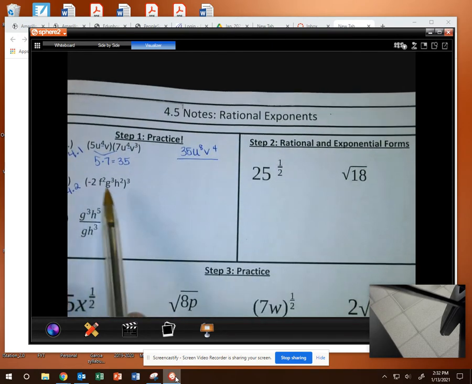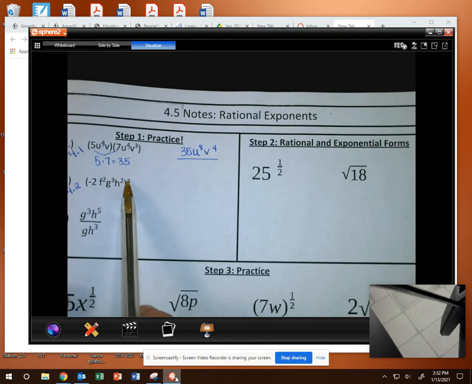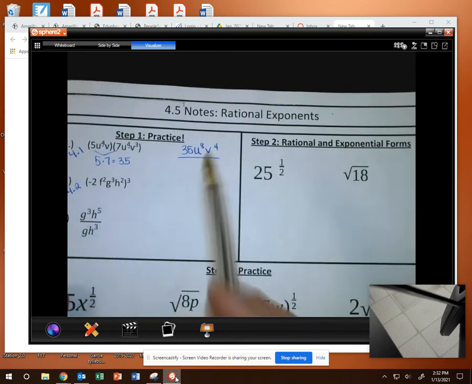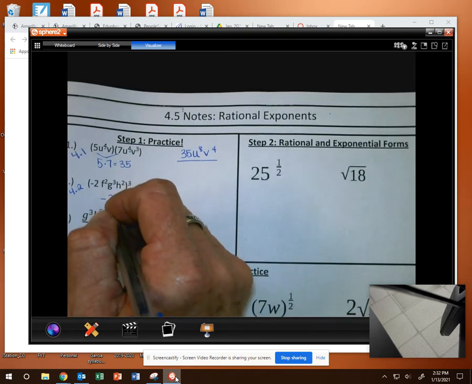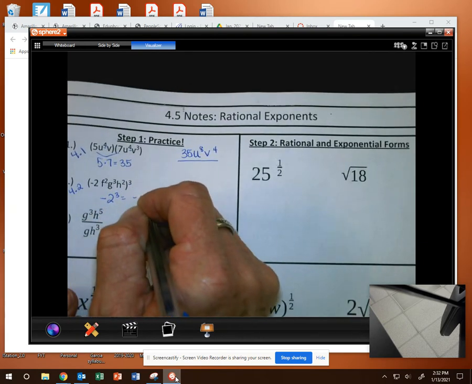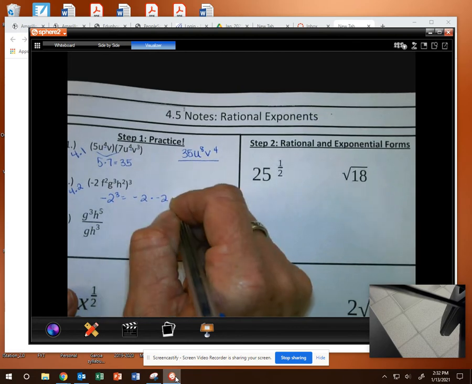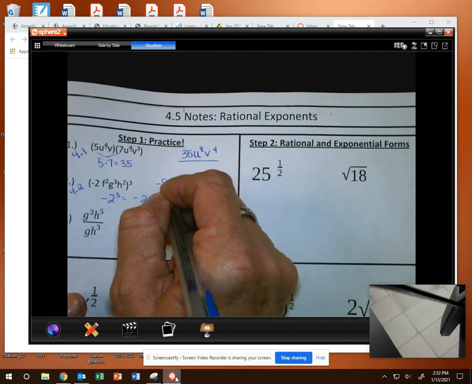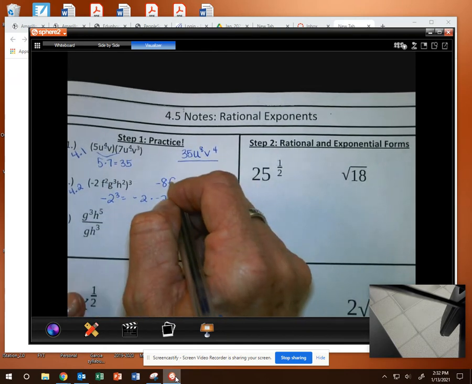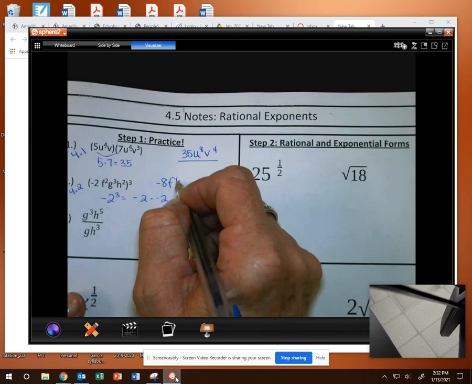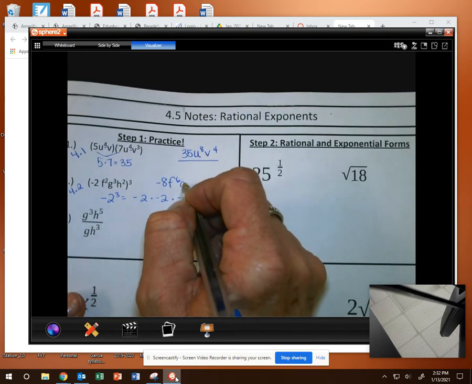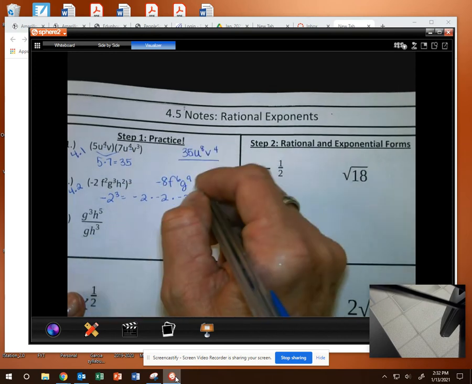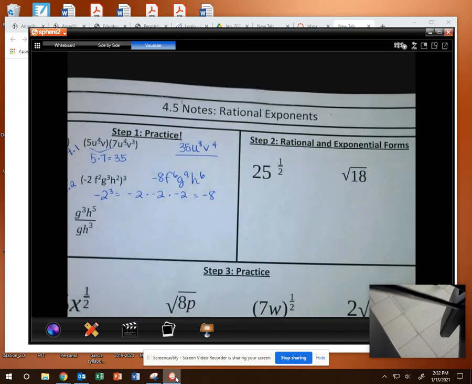So when I'm raising a power to a power, I multiply my exponents, and I take my coefficient and raise it to whatever power is on the outside. So negative 2 to the third power is negative 2 times negative 2 times negative 2, which gives me negative 8. And then f is 2 times 3, which is 6. G, 3 times 3, which is 9. And h, 2 times 3, which is 6.